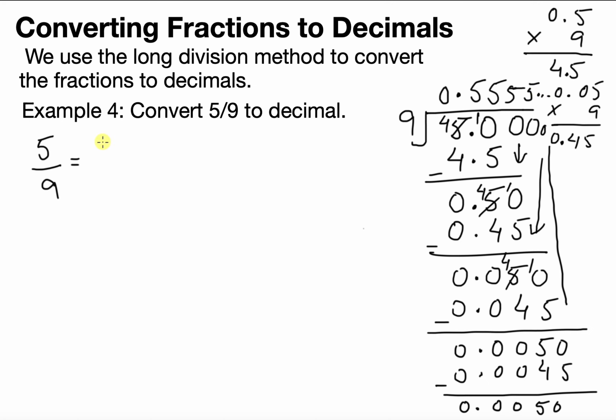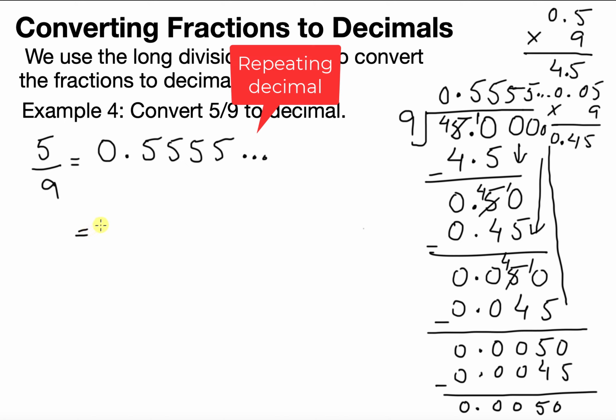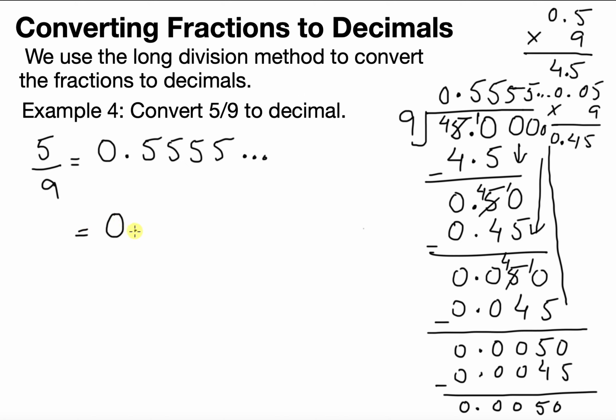So we have our answer 0.555. Okay, this is a repeating decimal, so we can write it like this. So 5/9 is equal to 0.5555 or 0.5 with a dash over it. Some people put a dot as well. It's okay, whatever you want to do.